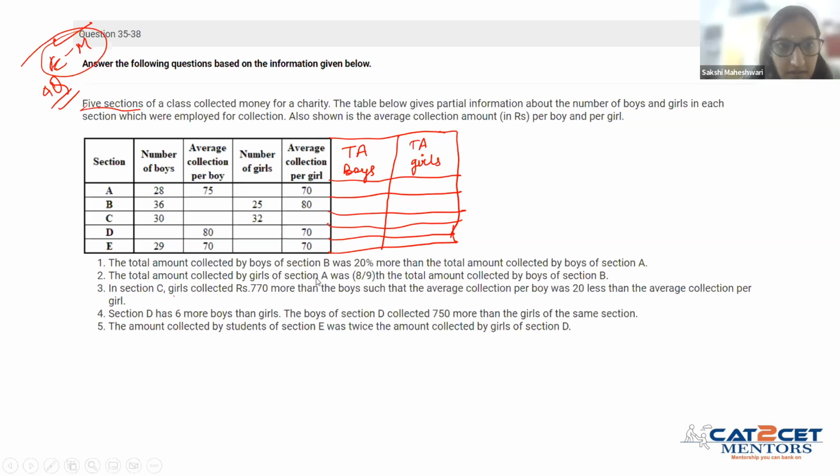So see, for boys, the total amount for boys of section A is 28 into 75. So what will this be? 75 2s are 150 and 60, there should be 210. So this is 2100. And by boys of section B was 20% more. So 1.2. Right?